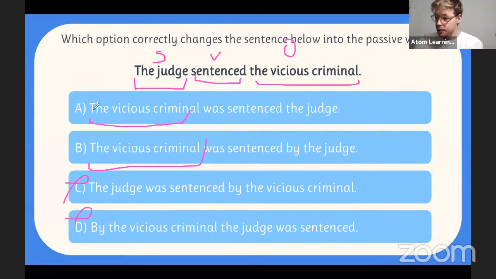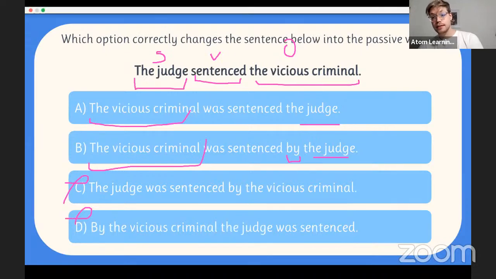So we've narrowed it down to A and B, because we know that our object has got to be at the start of the sentence. So the vicious criminal was sentenced. So we know both of those are right, because we've taken our verb sentence and we've added our auxiliary verb was. So that's the conjugation of to be. And then we need to have by the judge to introduce the agent. So the subject of the active sentence has become the agent. So we have the judge. A is just wrong because it's missing the by. We need that preposition so the sentence makes sense, because the vicious criminal was sentenced the judge. That doesn't make any kind of sense. We need that preposition by to let us know that it was the judge doing the sentencing.